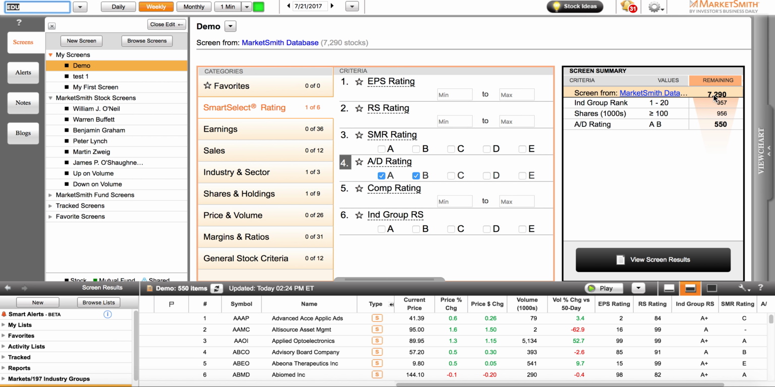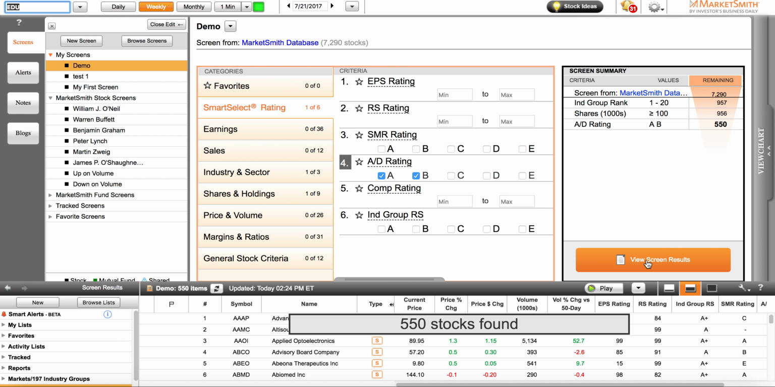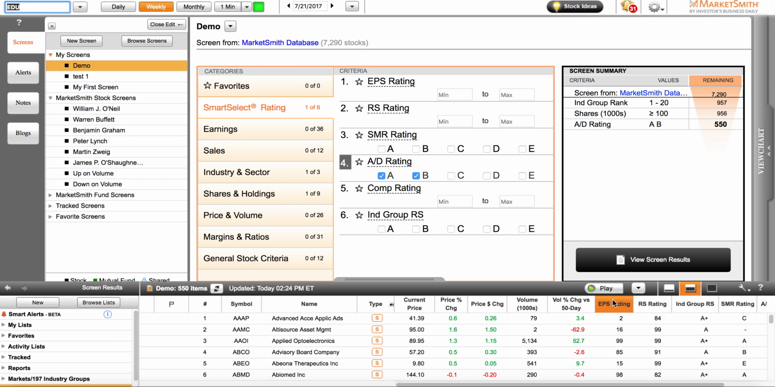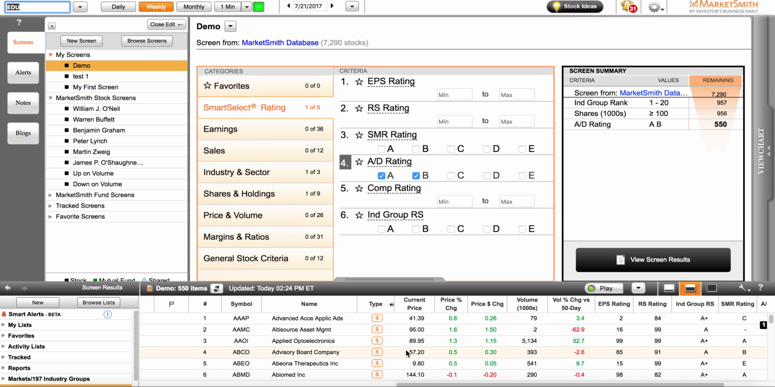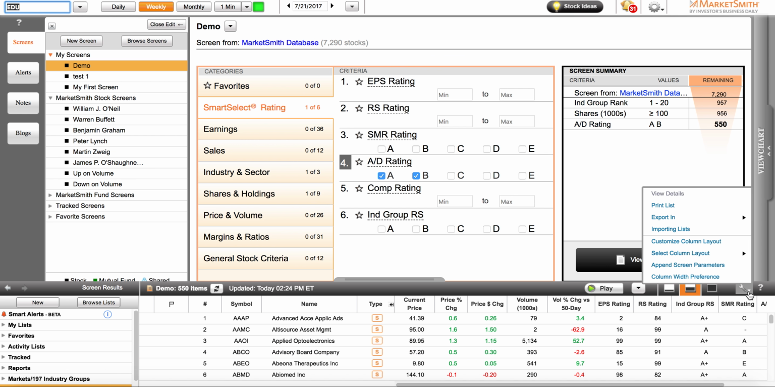So out of the 7,000 stocks, we are quickly narrowing down to 550 shares. When you hit view screen results, you will get the 550 stocks found, and it's all going to be in here, right? So that's how you can go, and if you want to download it, you can always just print this list, or you can export it in an Excel file. So that's one way you can actually do it.